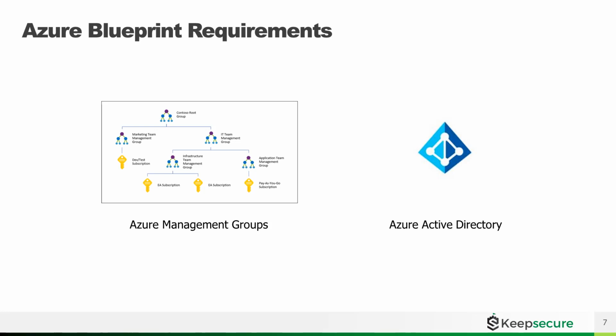There are two key requirements for Azure Blueprints besides the knowledge of the artifact types. The first is Azure Management Groups. Blueprints are saved to a management group, and thus you should have already created a management group prior to creating your first Azure Blueprint. Secondly, while Azure Blueprints allow you to configure role-based access controls, it does not allow you to create the Azure Active Directory entities. You should have that already in place.